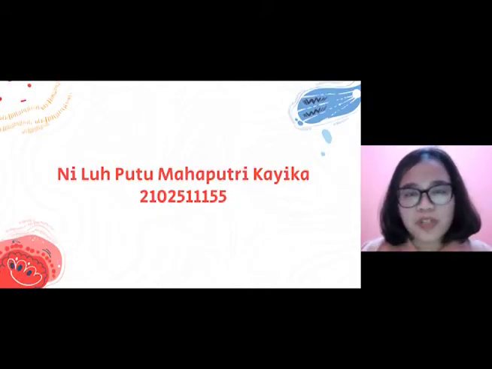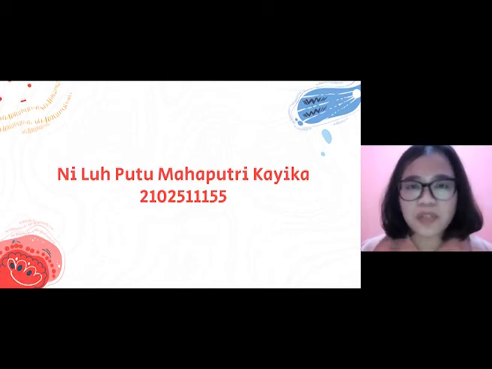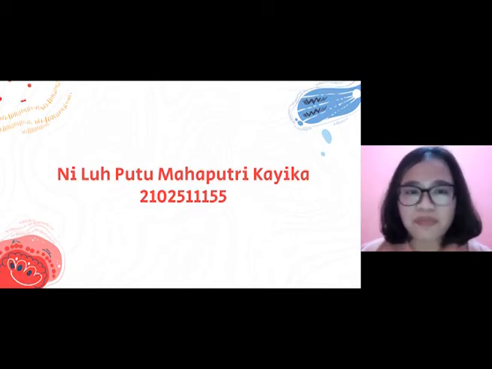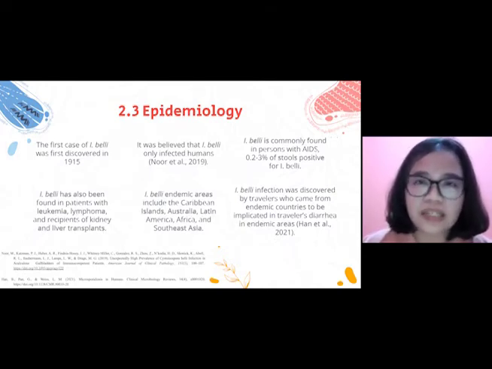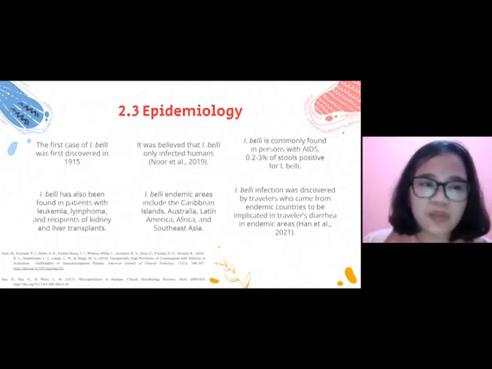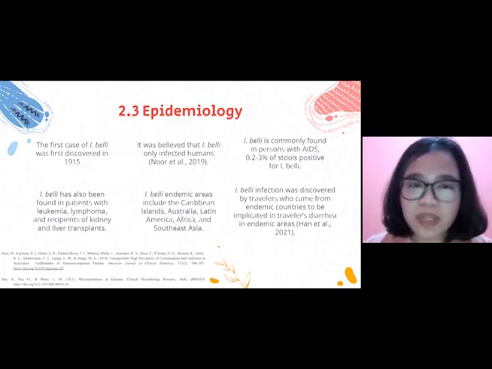The next topic will be presented by me, Agyaputri, with the last three-digit number 155: epidemiology. The first case of human infection caused by Isospora belli was found in 1915. At the time, it was believed that Isospora belli only infected humans. And Isospora belli disease is distinctly rare among immunocompetent people. That's why it is commonly found in persons with AIDS.